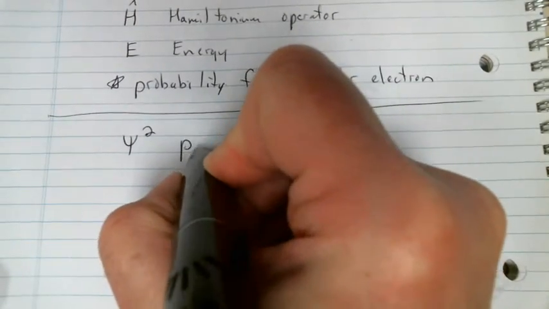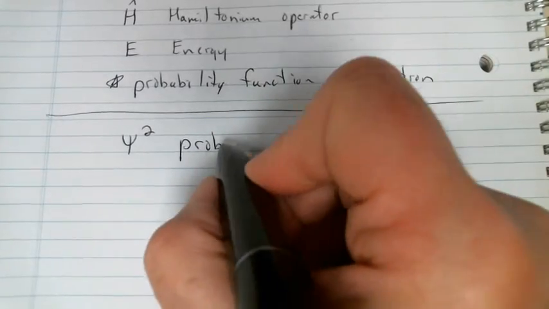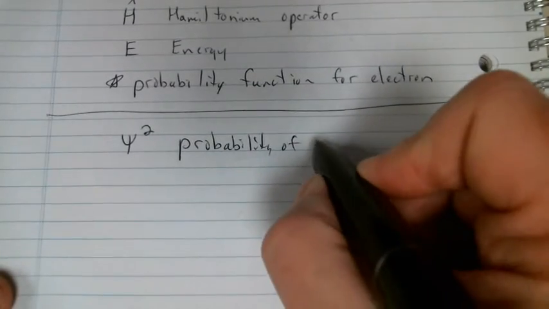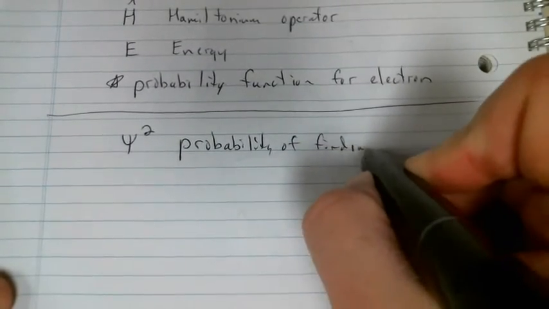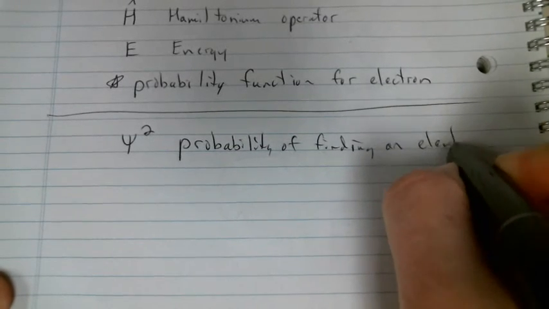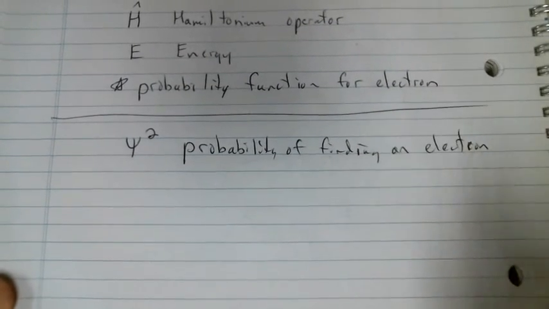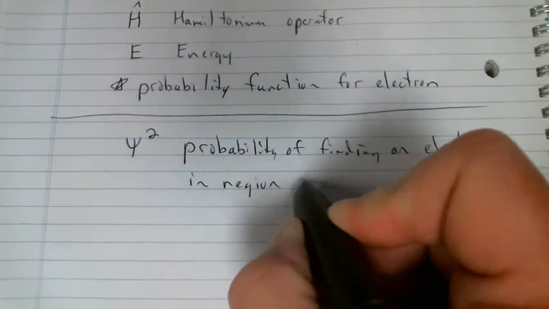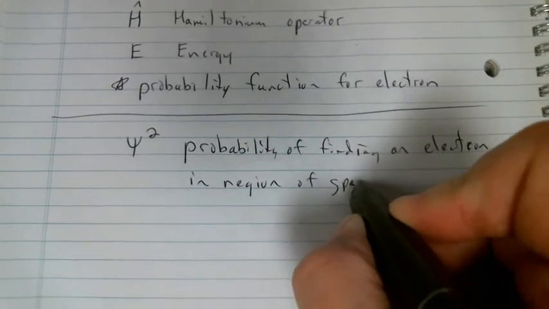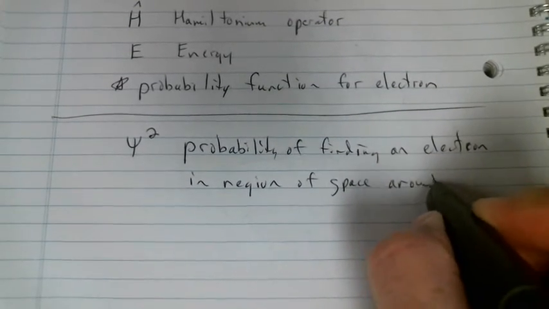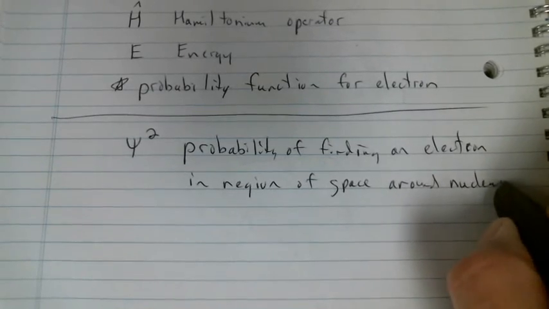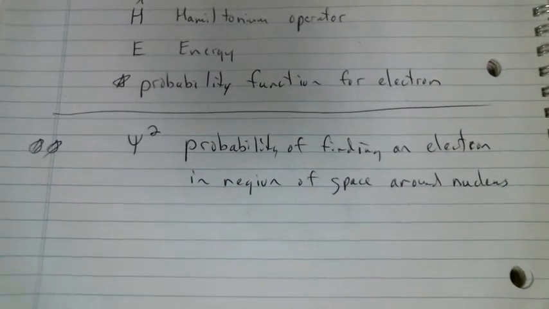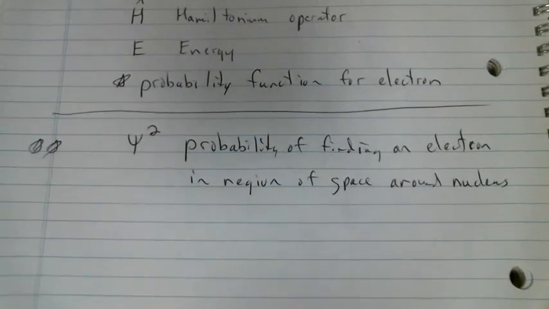So I'm going to write this out carefully so I don't butcher it. It's the probability of finding an electron in a region of space. And so it does have a physical meaning, and it's that region of space around the nucleus, of course. It's a mathematical function that we then just square. So we need to know that. And then it's a probability function.